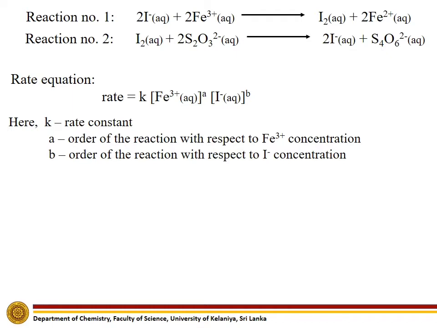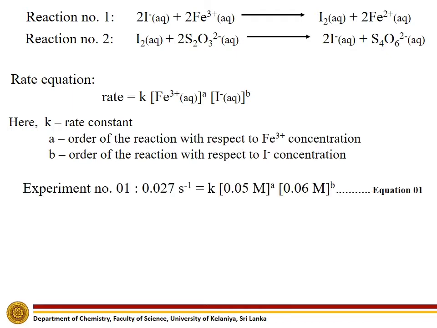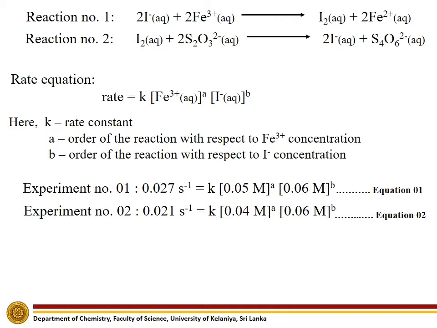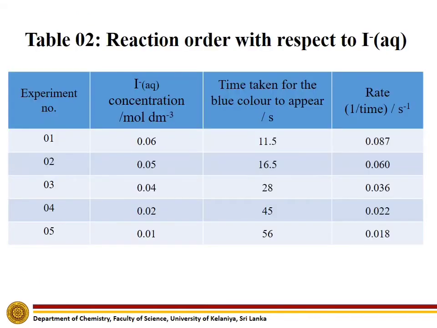Substitute the values of experiment number 1 of the above table into the rate equation. Similarly, substitute the values of experiment number 2 of the above table into the rate equation. Divide equation 1 by equation 2 in order to determine A, or the order of the reaction with respect to ferric ion concentration.